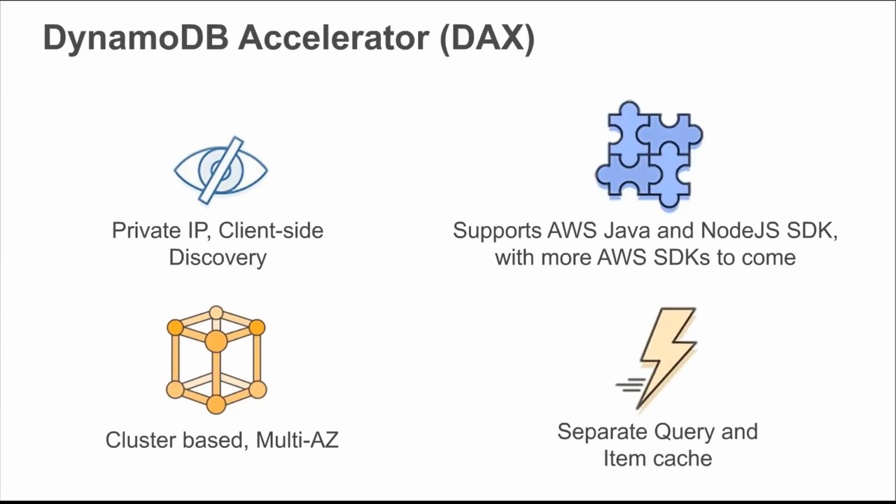So in summary, DynamoDB Accelerator: private IPs, client-side discovery using a configuration endpoint. We have two SDKs available. It works in a cluster, and it has a separate query and item cache. And I'll explain that one real quick. So the query cache, it's capitalized, the Q, because the DynamoDB Query operation lets you read data from DynamoDB, and then the item cache stores the PutItem, GetItem, and WriteItem operations.